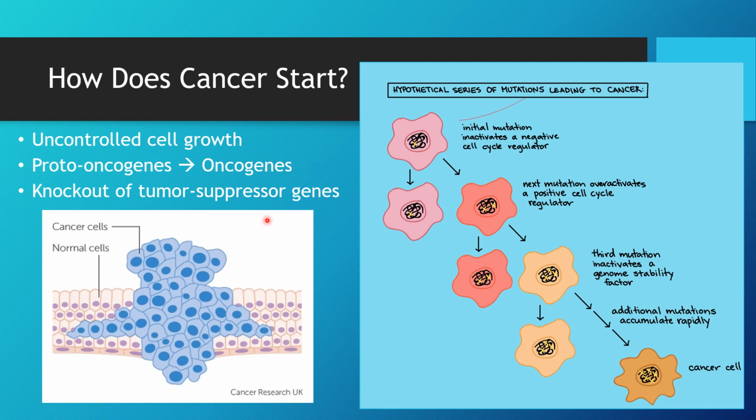And tumor suppressor genes serve as checkpoints in the cell cycle. They serve to stop cell growth and division if certain conditions aren't met, such as insufficient DNA replication. So here, this figure to the right shows the hypothetical accumulation of these tumor suppressor and oncogene mutations to go from a normal somatic cell to a cancer cell.